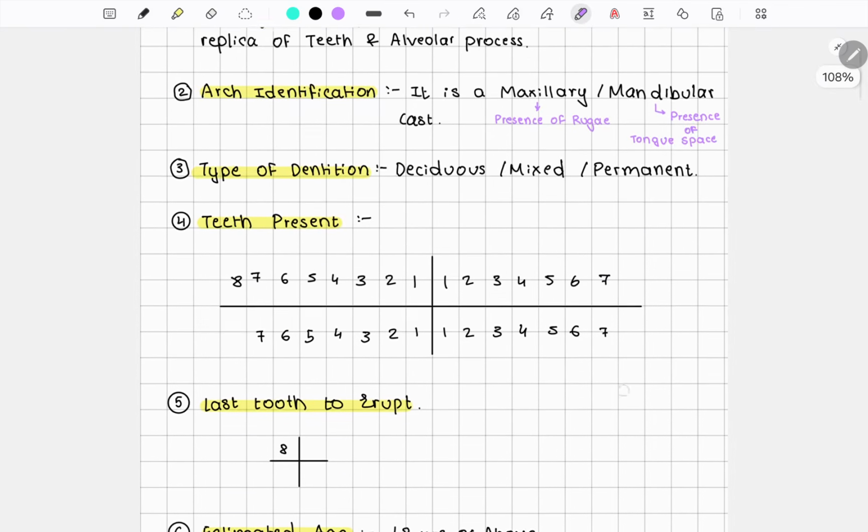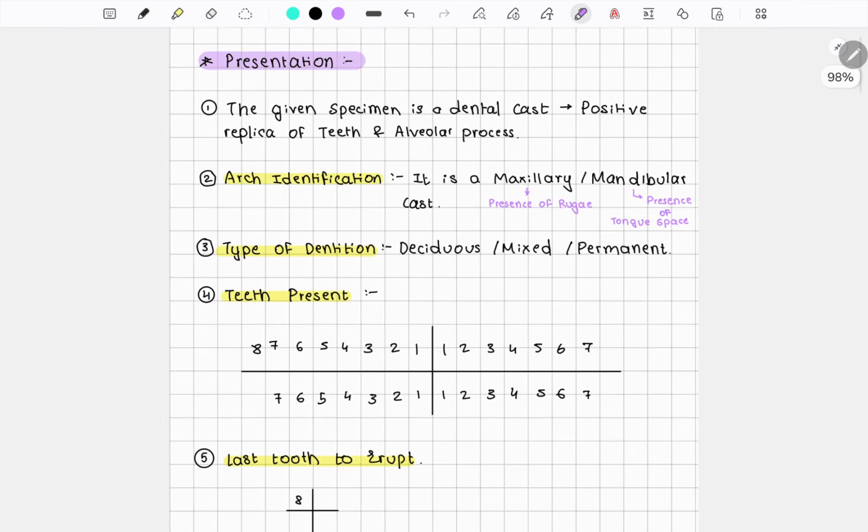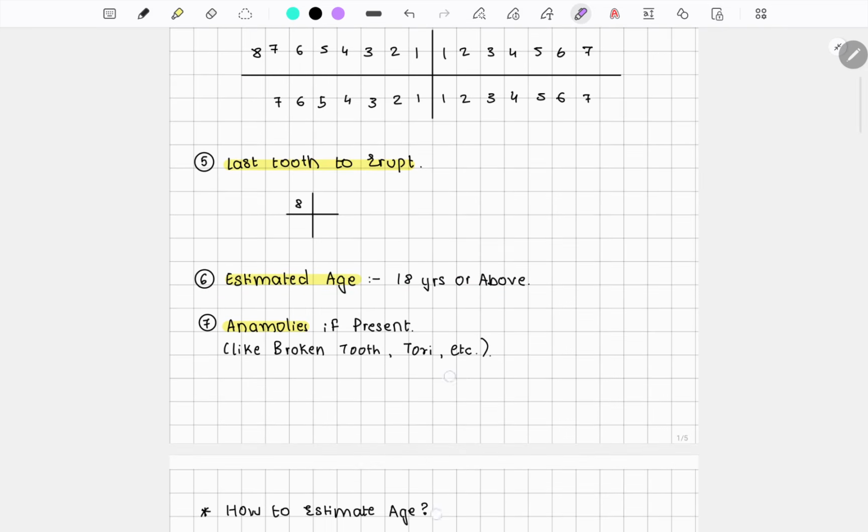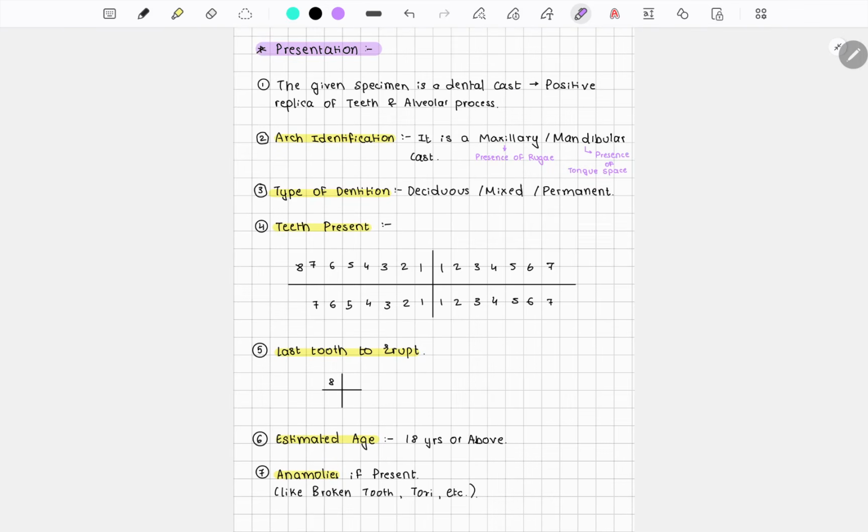So these are the 7 points you need to mention in the presentation. First point, given specimen is a dental cast. Second point, arch identification, maxillary or mandibular. Third point, type of dentition, deciduous, mixed, permanent. Then teeth present, you need to draw this and write the number of teeth present. Then last tooth to erupt, that particular number of tooth. Then estimation of age, 18 years or above, and anomalies if present. You can take a screenshot of this. These are the presentation points.